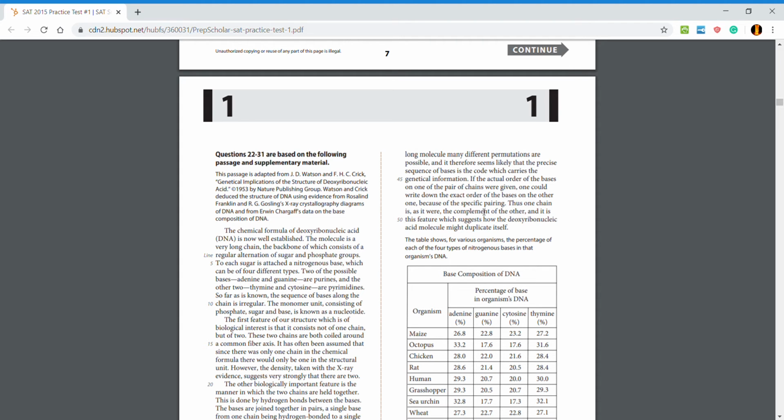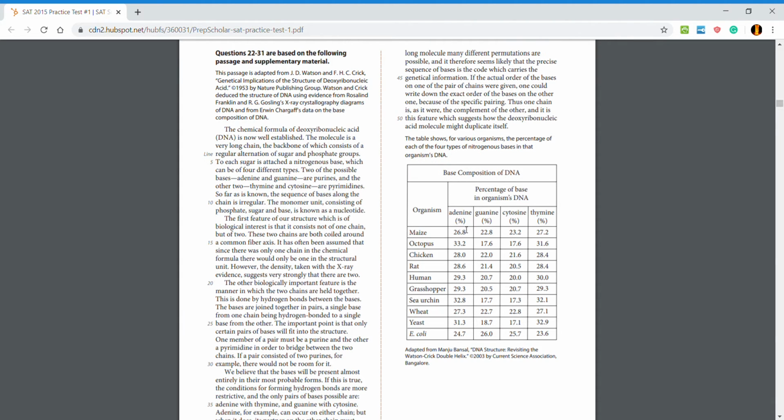After reading the passage, we can see immediately after it gives us a table. This table shows for various organisms the percentage of each of the 4 types of nitrogenous bases in that organism's DNA. Now, looking very closely at the table, with a quick glance, we can see that a pattern pops up. If we remember the passage, it's saying that adenine will always appear with thymine, and guanine will always appear with cytosine.